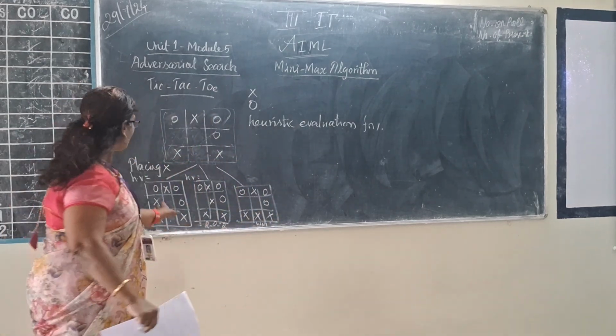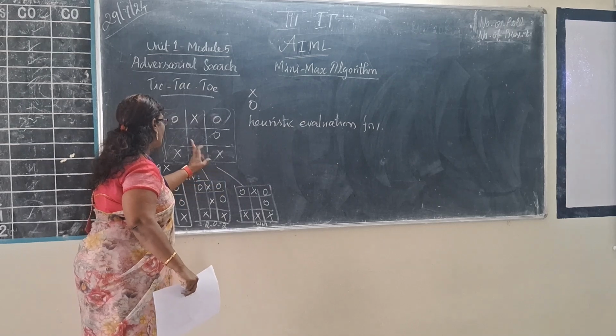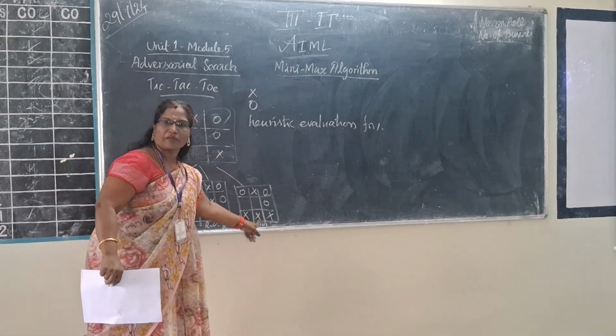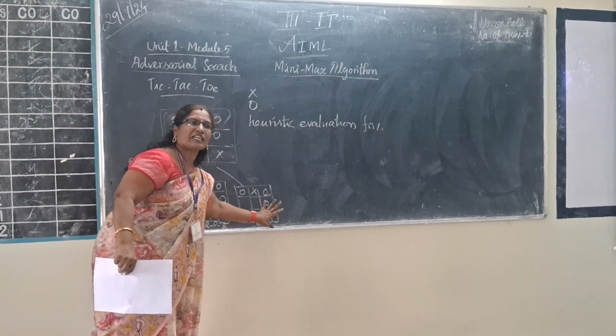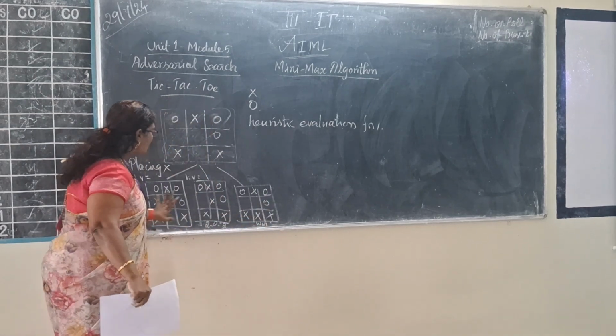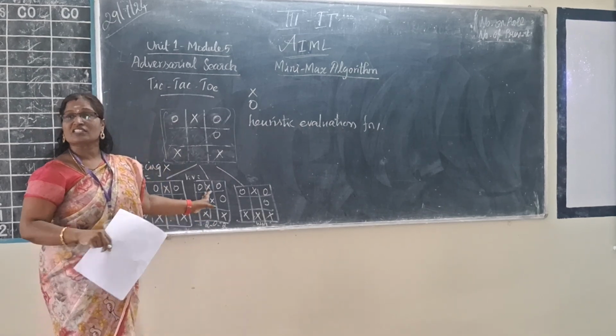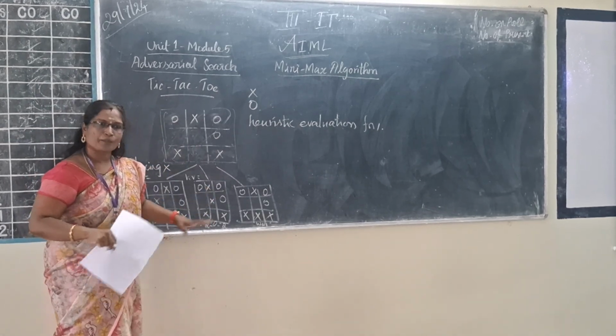I repeat again. There are 3 possibilities for x to be placed. So one could be here, one could be here, one could be here. By saying this itself, I can say it has already won the game. So for the other things, I am calculating the heuristic value. Whichever heuristic value is less, I will be proceeding.